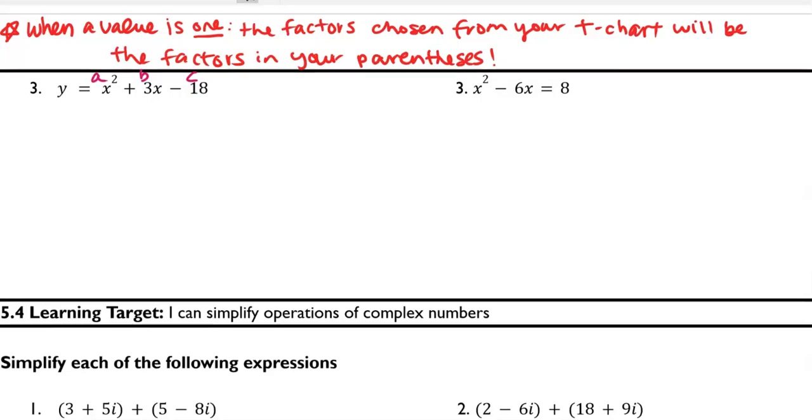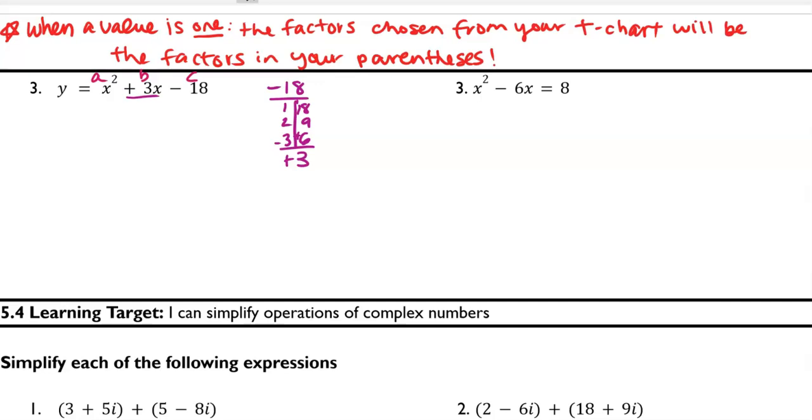So a, b, c, a times c, 1 times -18 is -18. And we're looking for factors of -18 that add up to our b value, +3. So 18, that's going to be 1 and 18, 2 and 9, 3 and 6. Just kidding. Yeah, 3 and 6. Now, 6 and 3, we need one of them to be negative, because they need to multiply to a negative number and also add up to +3. So if we say +6 minus 3, that'll give us a +3.